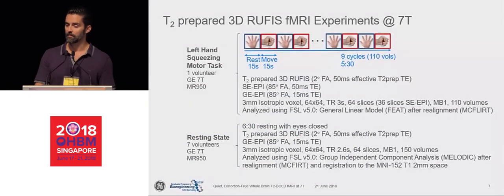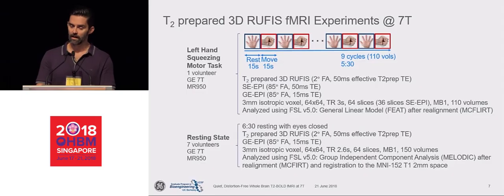So to test the T2-BOLD sensitivity of the sequence, we ran a number of experiments, the first of which was a left-hand motor squeezing task on one volunteer. The task consisted of 15 seconds of rest, 15 seconds of movement for 9 cycles. And we had our subject repeat this task during the 3D RUFIS sequence, spin echo EPI, and also gradient echo EPI. Now, all the sequences were TR matched at 3 seconds and spatially matched at 3 millimeter isotropic whole brain coverage. However, the spin echo EPI, since it's SAR limited, we were only able to get down to about the midpoint of the cerebellum. The data was analyzed using the GLM in FSL.